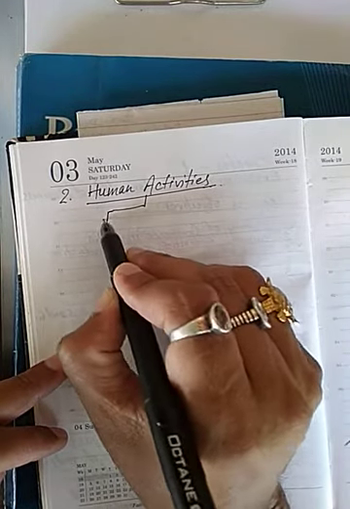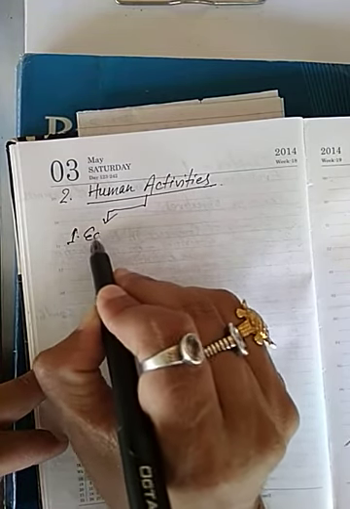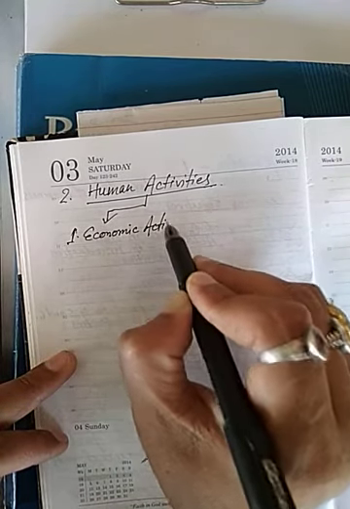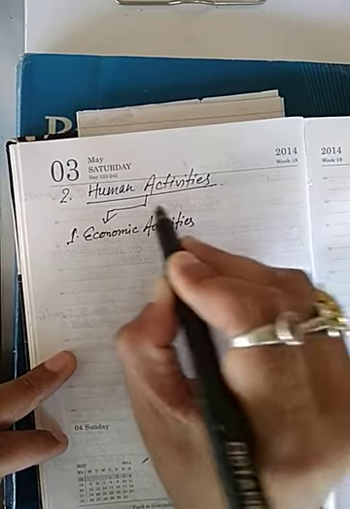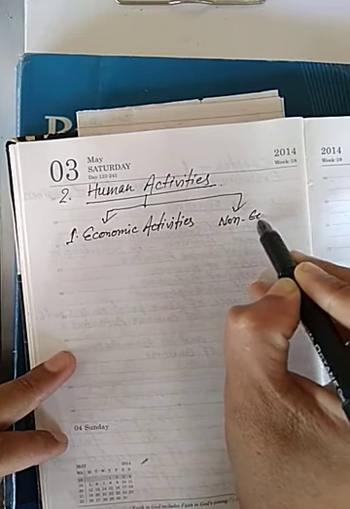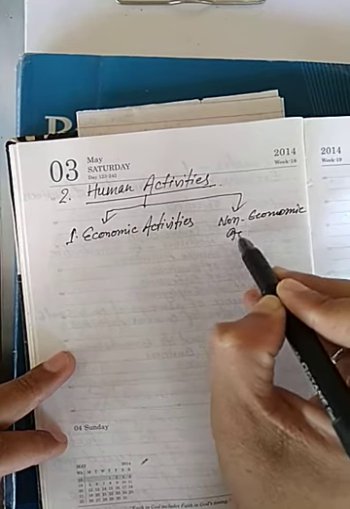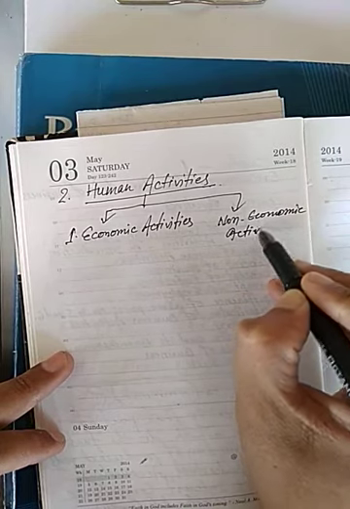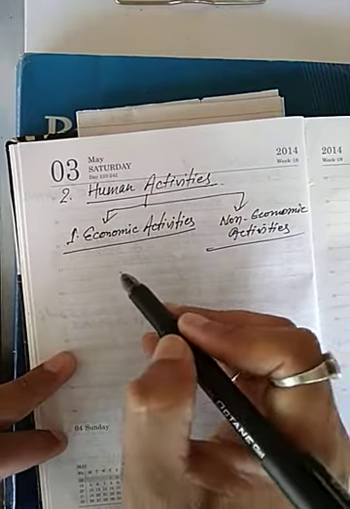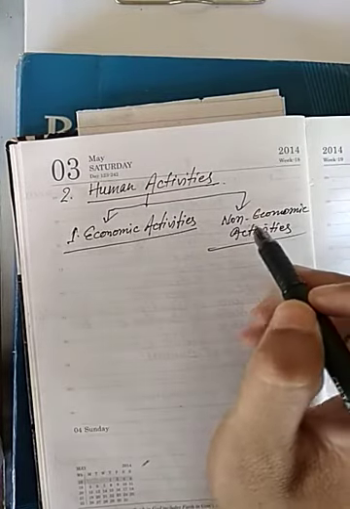First category will be economic activities, and second will be non-economic activities. Now let us know about the economic activity and non-economic activity.